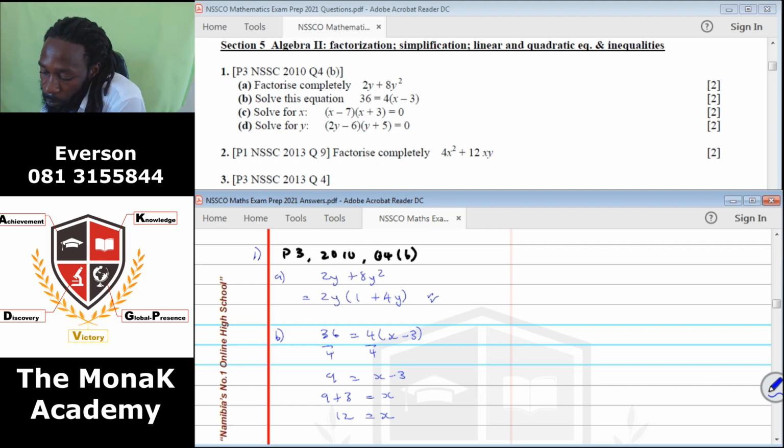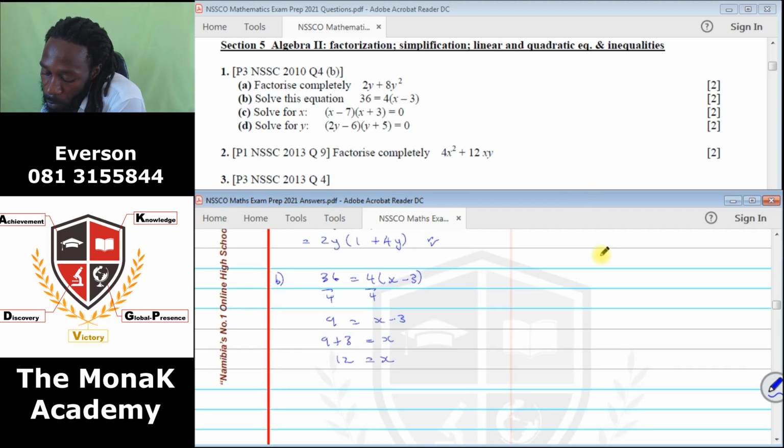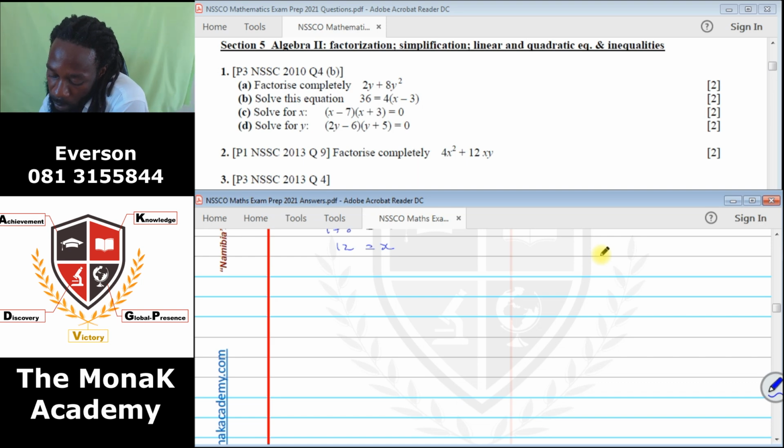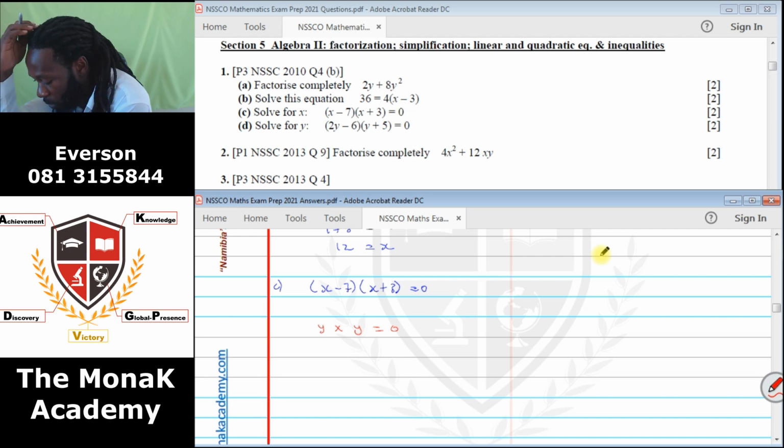Alright. From there, we go to part C. Part C says solve for x. So this is a quadratic which is almost done. So the way to think about this, think of two numbers, y times y. Because remember, brackets means multiply. And you are told that they are equal to 0. So one of them has to be equal to 0, because remember, when you multiply anything by 0, it's 0.